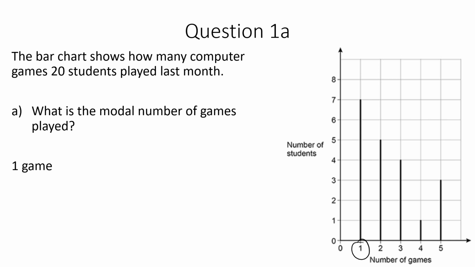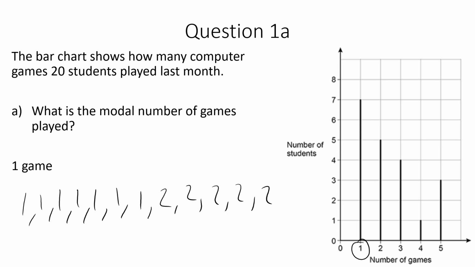If you were to write all these numbers out in a list, it would look something like this. You'd have ones, and then you'd have 5 twos, and so on. And you would see that one would be the number that appears the most. So it's the same as doing it from a list, but you need to look at the highest bar to be able to identify the mode instead of looking at the numbers within a big long list.